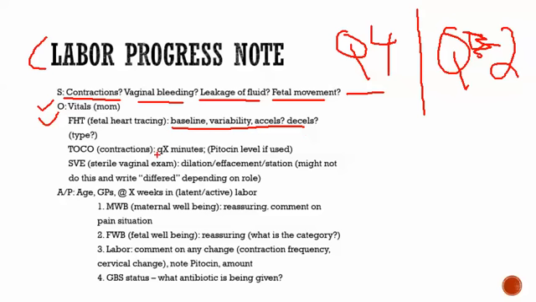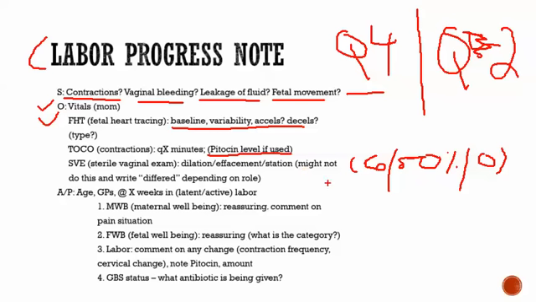Then do the contractions, every 5 minutes. If you're using Pitocin, note that here. Then the sterile vaginal exam. You can do it yourself if you're in that sort of role, and you do the dilation, effacement, and station. So for dilation, you'd say 6 centimeters, 50% effaced, and we're at 0 station. Or if you're not doing that, just write deferred, and then put when it was last done. So deferred, last done at 10 o'clock, or last done 4 hours ago, and put whatever the numbers were then.